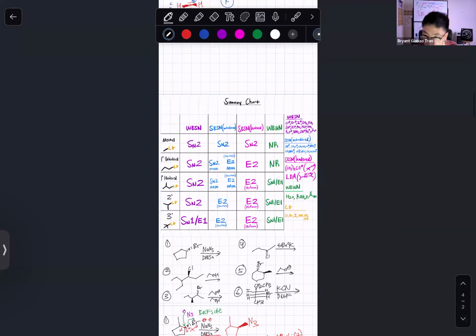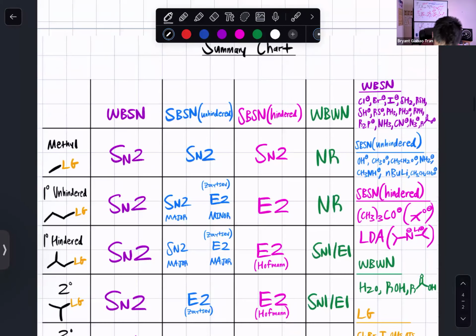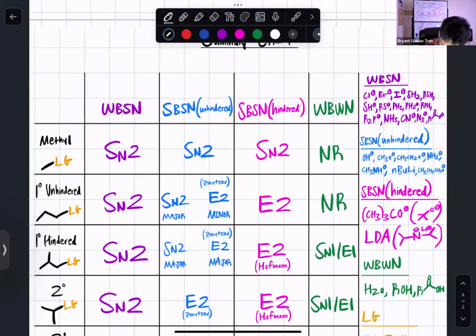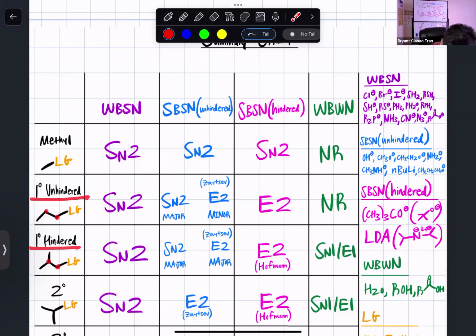So on the reaction chart, why are SN2 and E2 both major? Oh, so this is more specific to a primary hindered substrate. The difference between a primary unhindered and primary hindered substrate is that this is a primary carbon because it's attached to only one other carbon. This is also a primary carbon because it's attached to one other carbon. But if the carbon that it's attached to has more than one group, then that's considered primary hindered. If there's only one group, then that's primary unhindered.